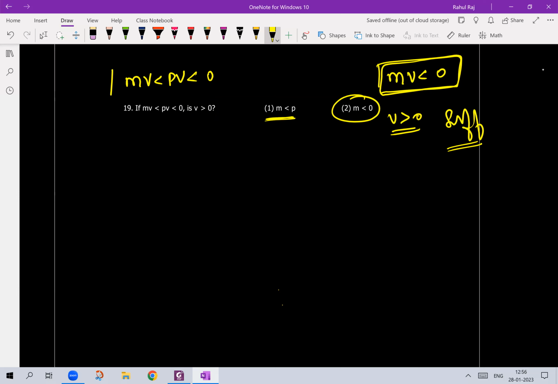What information is given to you? MV is less than PV is less than 0. With this information, can I come to a conclusion that MV minus PV is less than 0? This is not the kind of question where you add and subtract, because in the information there are two inequality signs, while in the option there is just one inequality sign. So you can't add and subtract. But we can 100% play around with the information. MV is less than PV is less than 0. Can I say MV minus PV will surely be less than 0?